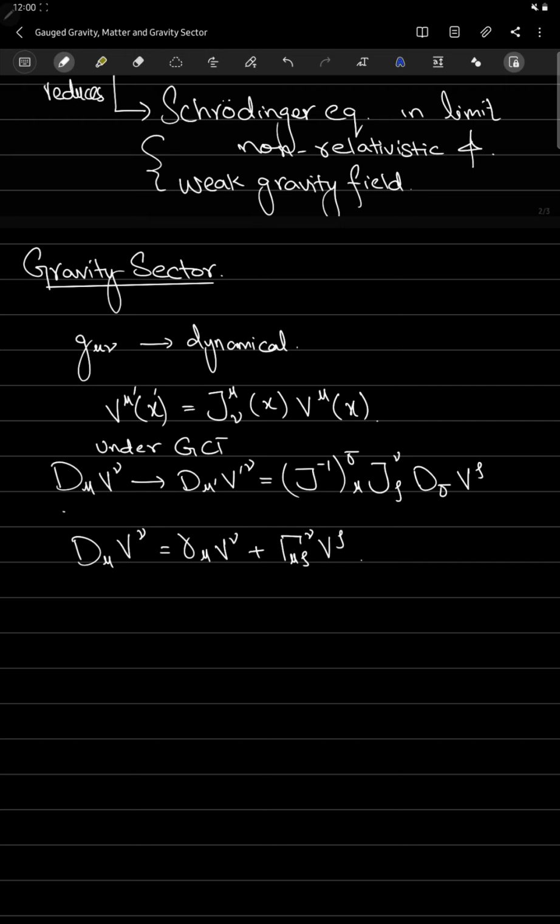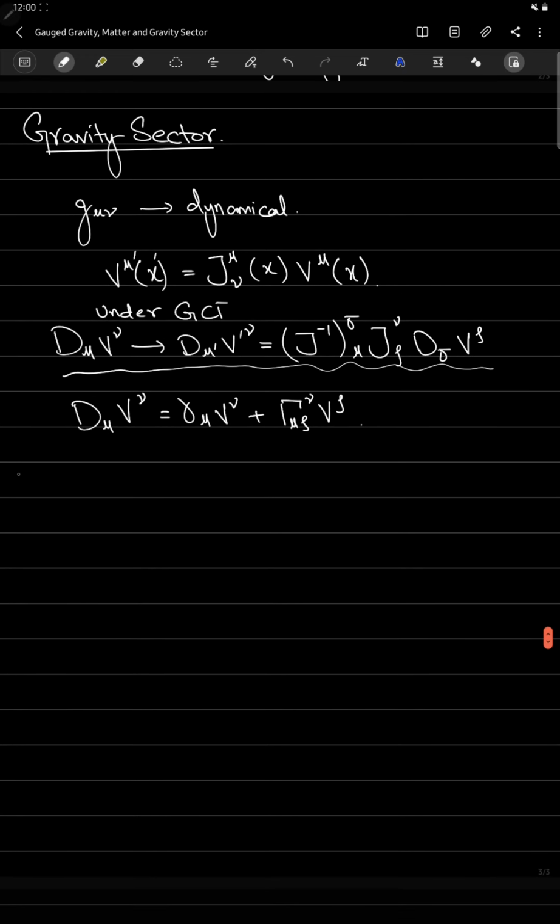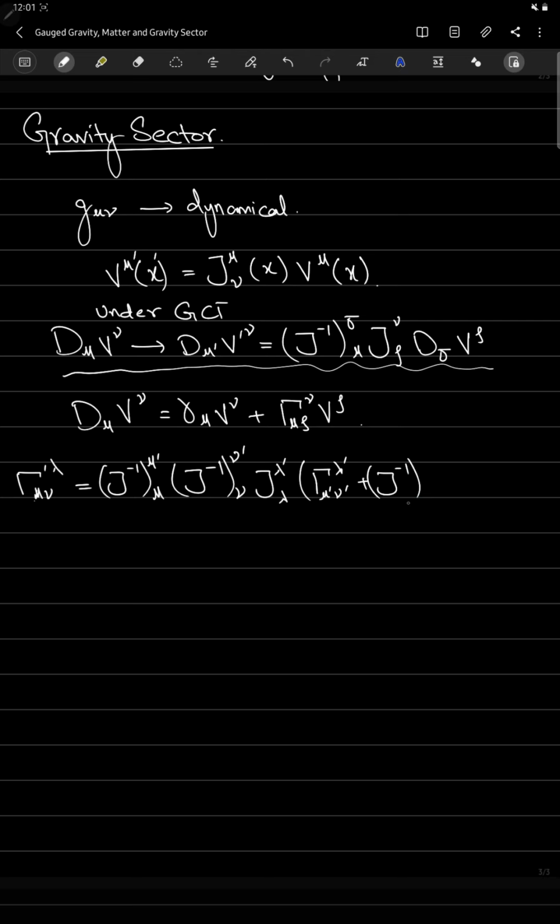So note that this equation will be valid as long as this connection transforms as gamma lambda mu nu equals j inverse mu prime mu times j inverse nu prime nu times j lambda prime lambda times the connection gamma lambda prime mu prime nu prime, plus j inverse lambda prime sigma times partial mu prime j sigma nu prime. A lot of index gymnastics, right?